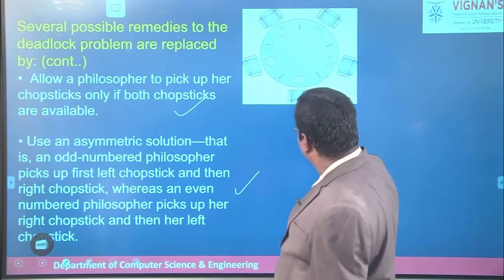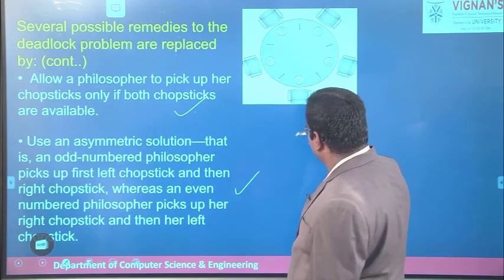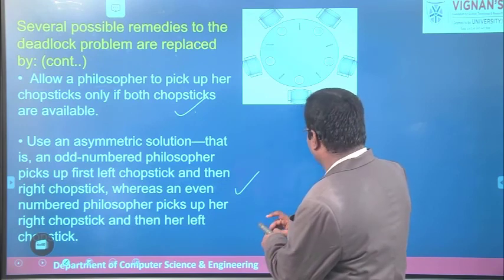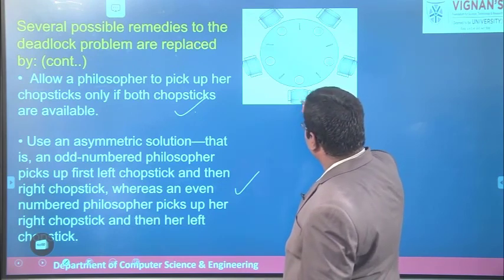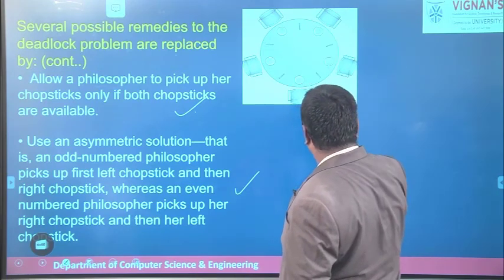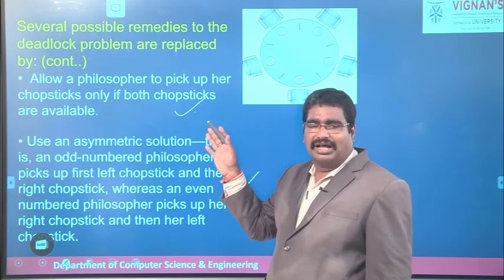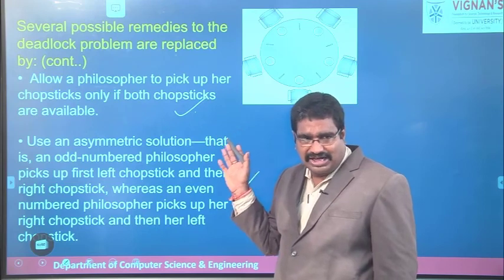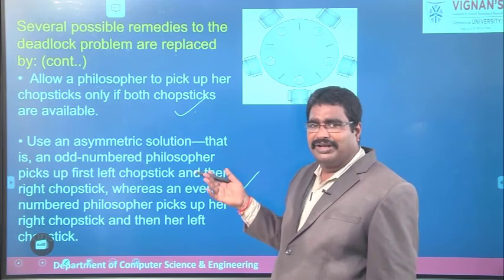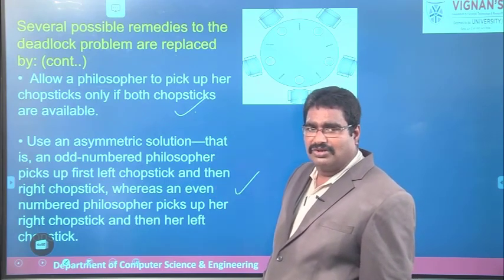So we are assuming that the philosophers are P0, P1, P2, P3, P4. Even numbered philosophers, for example P0, are allowed to take the left chopstick, and the odd numbered philosophers are allowed to take the right chopstick first. So the deadlock problem is also not possible to occur.